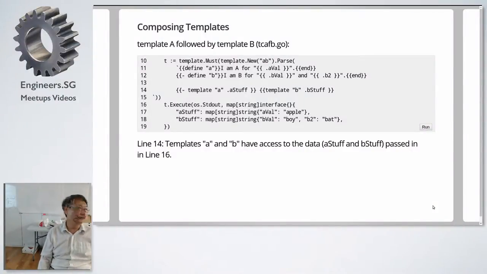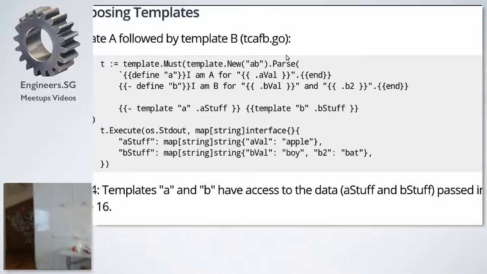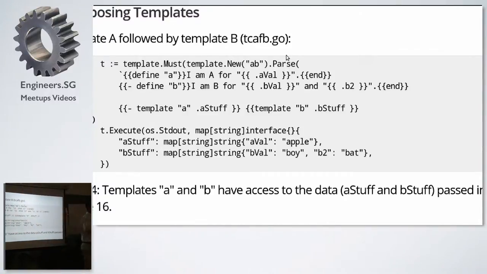Now let's do the really fun stuff. Template composition, functional guy, Mark will appreciate this. Right, so back row friendly. So I have a template name. I name it just for convenience. You don't need to have names. You can put in a blank string here, but this template is called AB. I'm defining template A here. I'm not executing it, I'm defining it. It's a declaration. And template A is defined as I and A for A value. And the definition ends with the end statement.